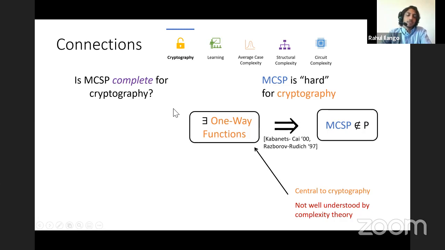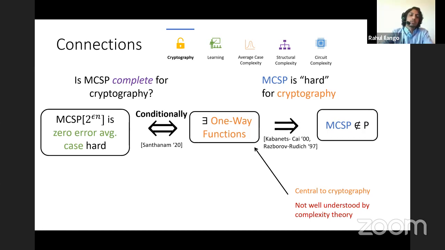People have been thinking about this for a couple of years, and there's been some interesting progress. Santanam earlier this year published a result showing that, conditioned on some hypothesis, the existence of one-way functions is equivalent to zero error average case hardness of MCSP. MCSP with these brackets just means that the size parameter has been fixed to a specific value, but for the purposes of the slide it's not so important. So conditionally, you get this equivalence between the hardness of MCSP and one-way functions.